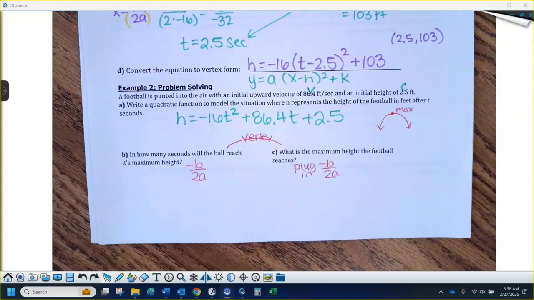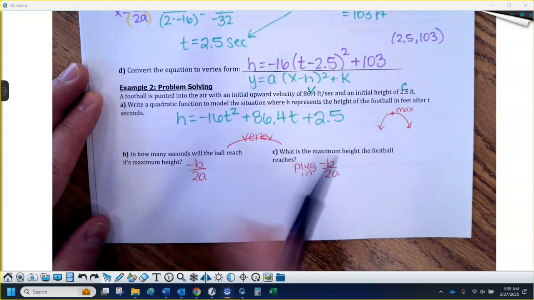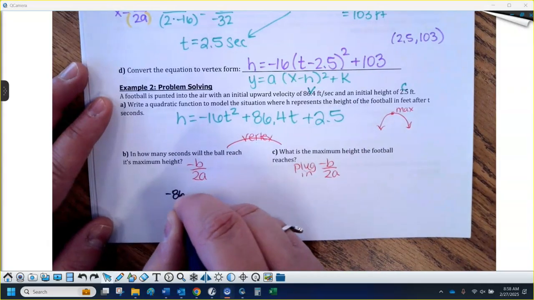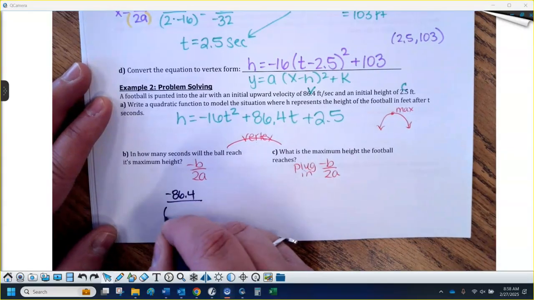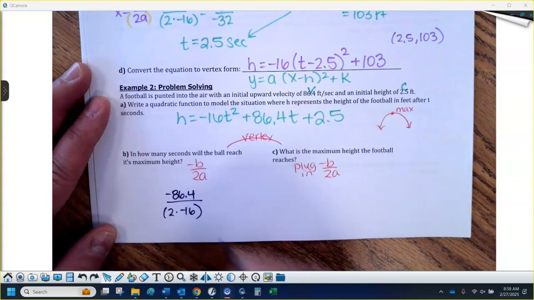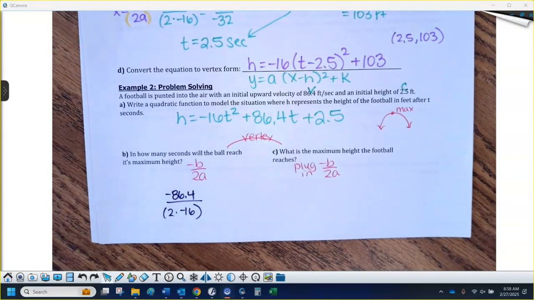How do I find the vertex? I can't see it in standard form. I have to use that little tiny fraction to help me solve it. So with the new setup here, because this has different numbers, my b value is 86.4. So the opposite of b would be -86.4 divided by 2 times my a value, which is -16. You can just use your calculator if you want to, but it's really important to either put parentheses around the bottom of that or figure out what that is.